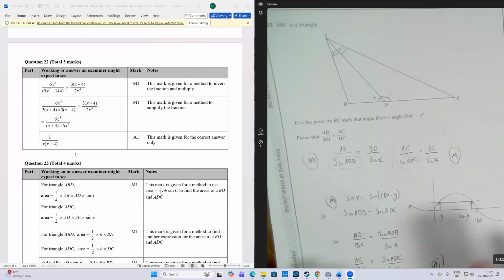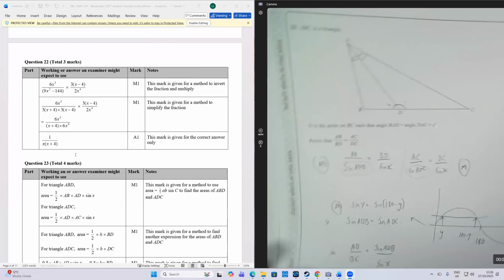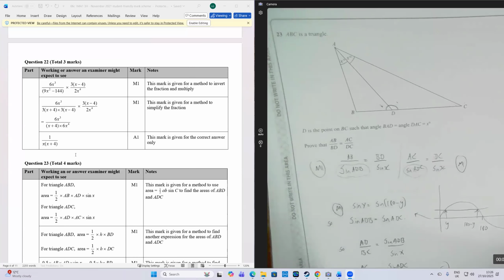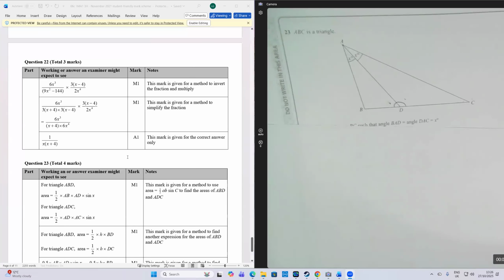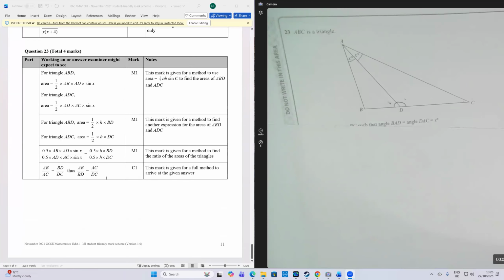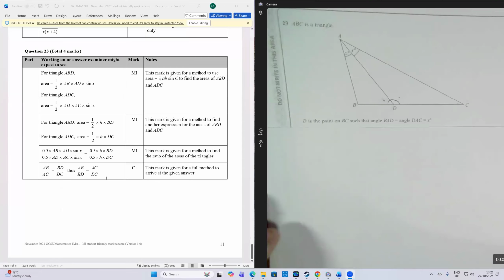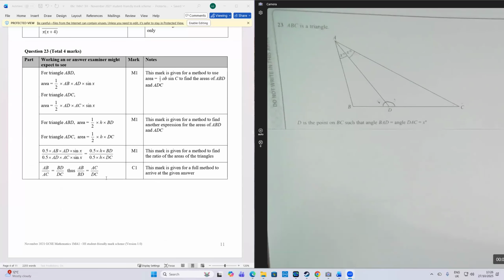Now, here's the final question on the paper, and I must admit, I tackled it one particular way myself, but I much prefer the way that this accessible mark scheme has done it. I think it makes far more sense. So I'm going to go straight away with the accessible mark scheme because it's really neat what they've done. So what have we got?